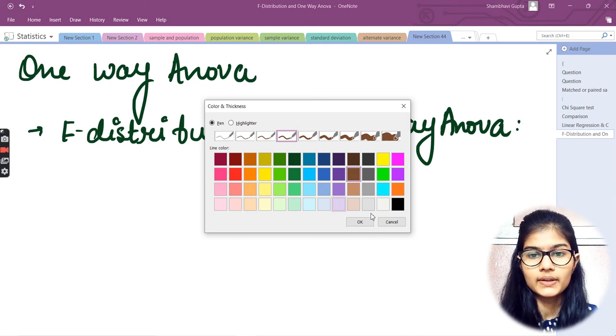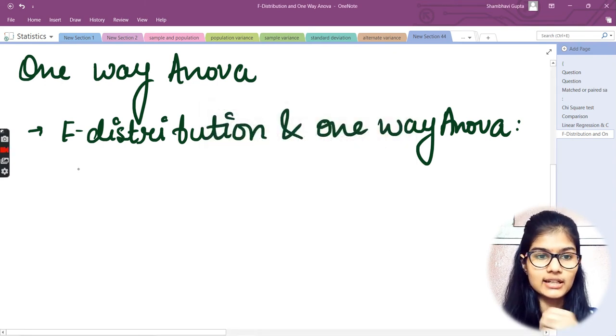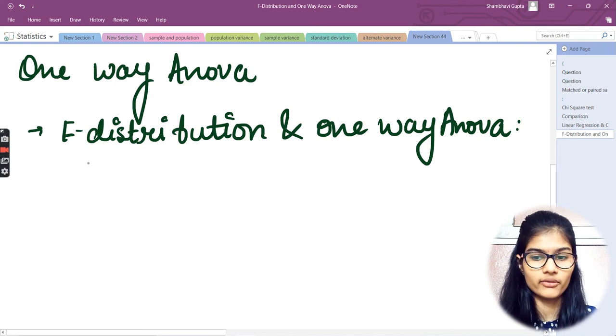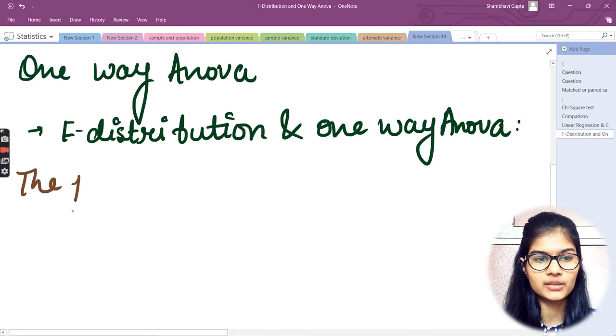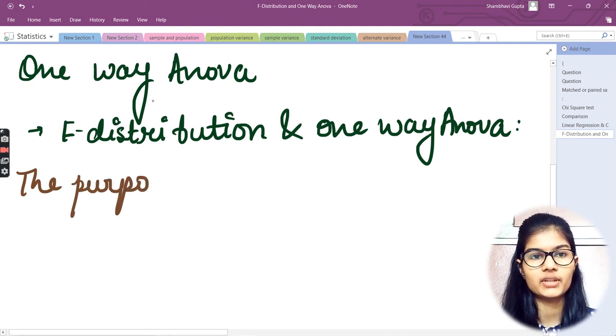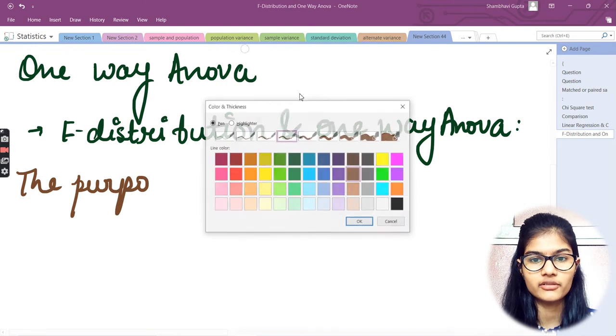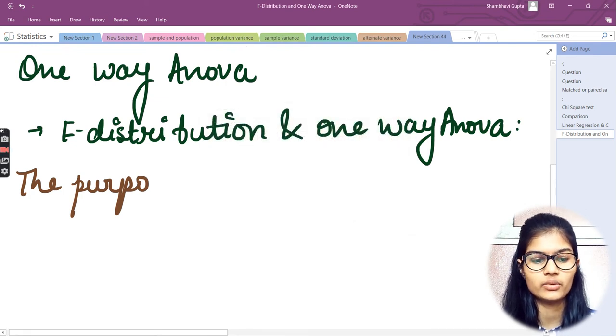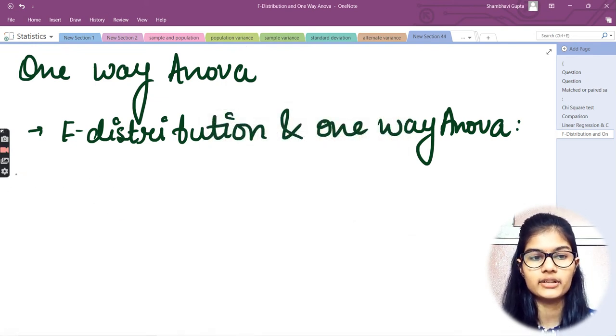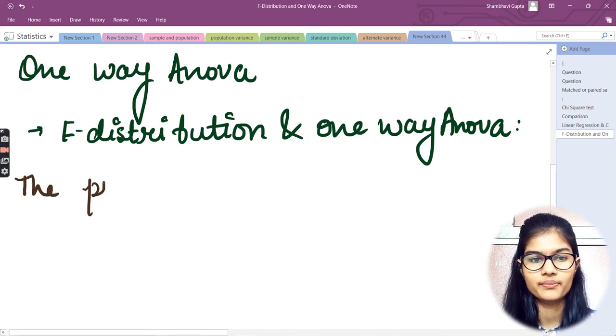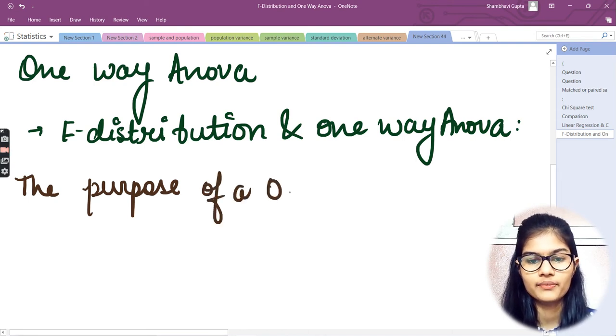So I'm going to start with the purpose first of all, and after that we'll be moving forward. Okay, so the purpose, what's the purpose? Let me take out a dark color. Right here, okay. Now it goes that the purpose of a one-way ANOVA. What's the purpose of a one-way ANOVA?